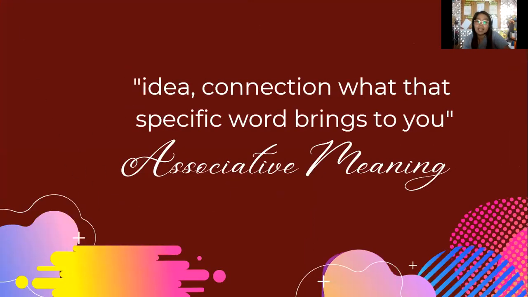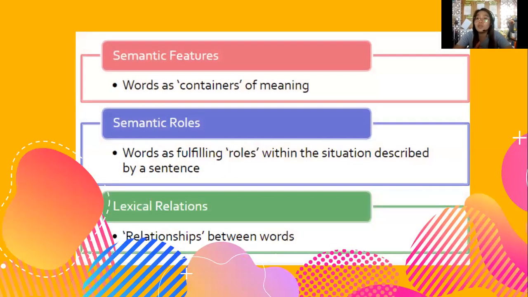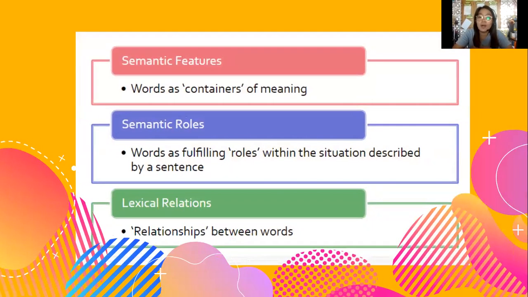Next is the associative meaning. This associative meaning defines the idea or connection of what that specific word brings to you. Associative, relation. So, saan mo mapapakahulugan yung word na ito? Example nito is yung word na snake. Kapag siya ay conceptual meaning, yun mismong literal na meaning ng snake, which is an animal.